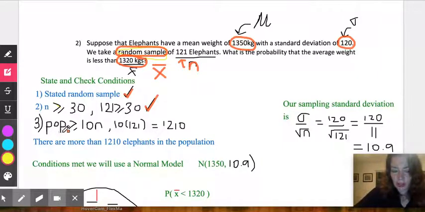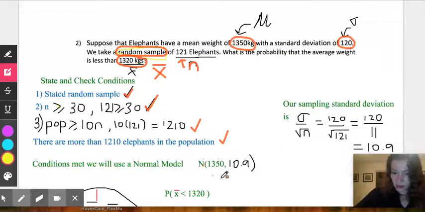The third condition is that the population is greater than or equal to 10 times n. 10 times 121 is 1210. So that condition is met. We want to say there are more than 1,210 elephants in the population. Conditions met, we will use a normal model.